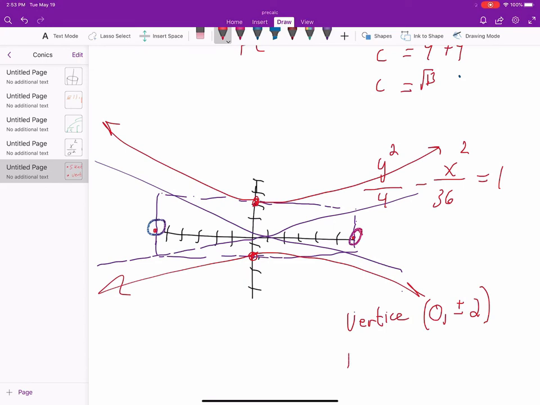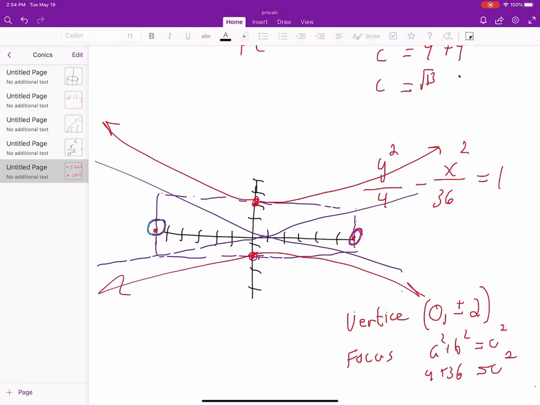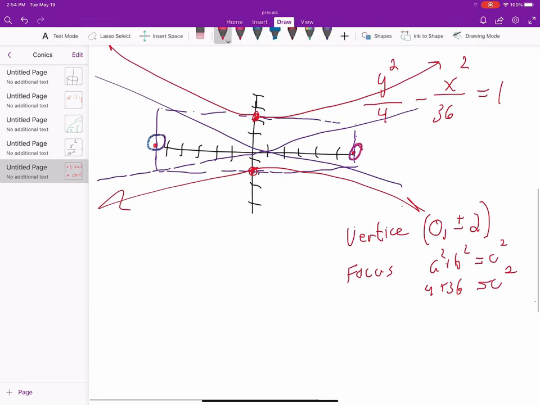Focus points, now I have to find those. Remember, for that one, we're using our very common a squared plus b squared equals c squared. So I'm going to add these up. 4 plus 36 is equal to c squared, which means c must be equal to the square root of 40. Let me erase this junk because that doesn't look too good.